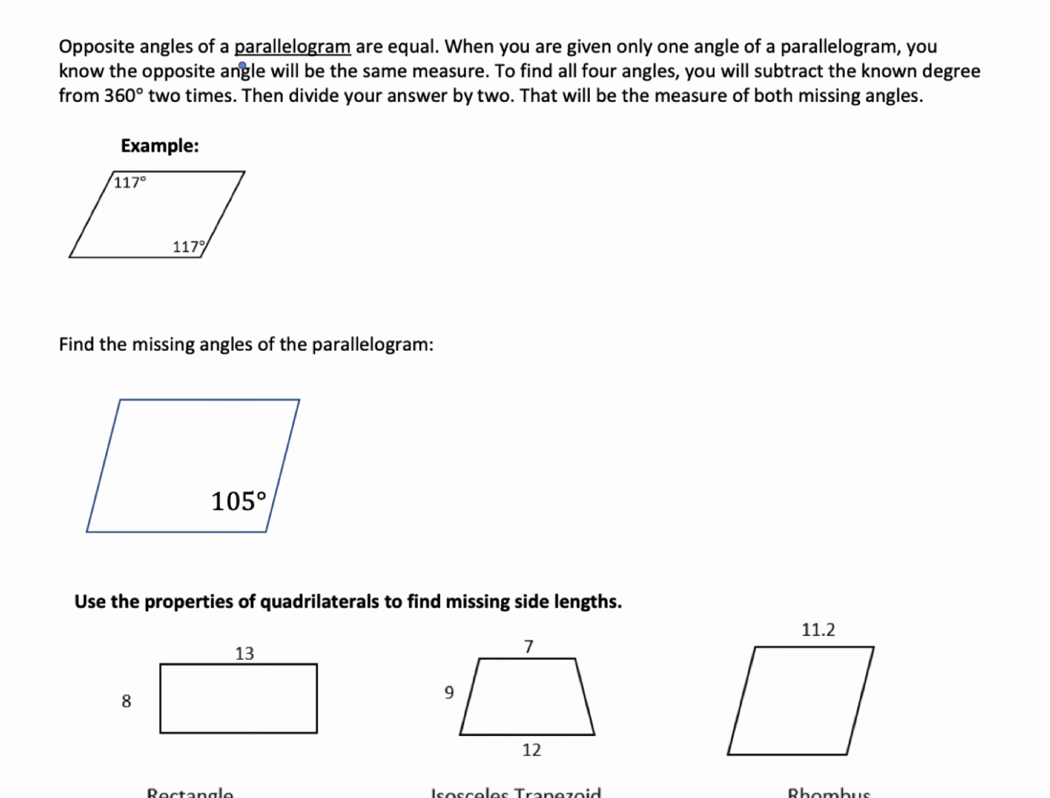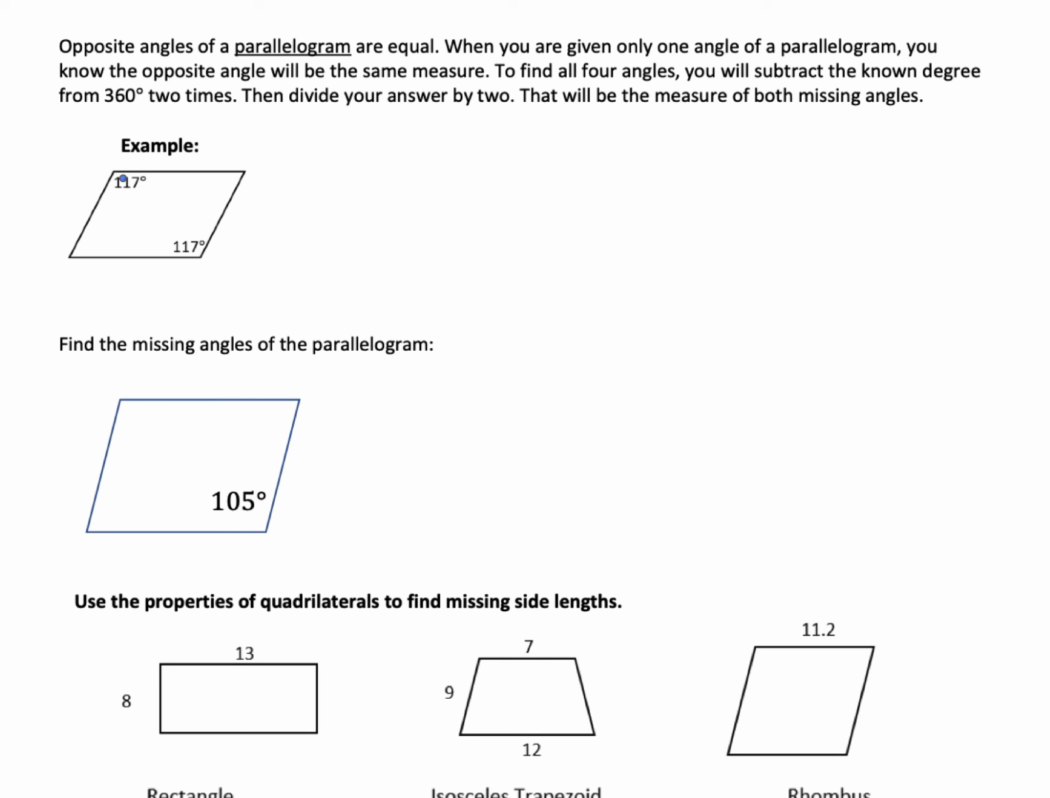Now, we also learned that the opposite angles of a parallelogram are equal, or they're congruent. So when you are only given one angle of a parallelogram, you'll know the opposite angle will always be the same measure. In order to find all 4 angles, you'll need to subtract the known degree from 360 2 times, and then you can divide your answer by 2. That'll be the measure of both the missing angles.